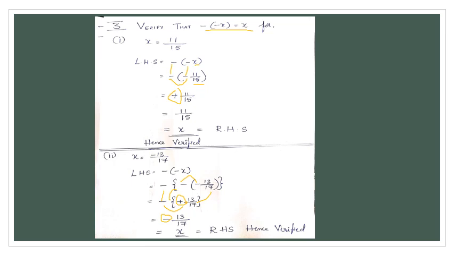Children, observe the given problem. X value is minus 13 by 17. So minus 13 by 17 is equal to x. Here x is nothing but RHS. So LHS of the statement is equal to RHS of the statement. Hence the statement is verified. Children, the statement is minus of minus x is equal to x. I hope you understood this one. Now let us move on to the next main.